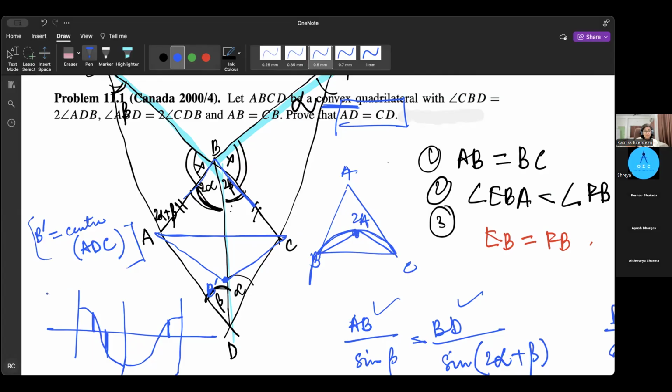Now go on. Angle B dash CD is equal to alpha. Yes, perfect. And so angle CB dash B will be 2 alpha.